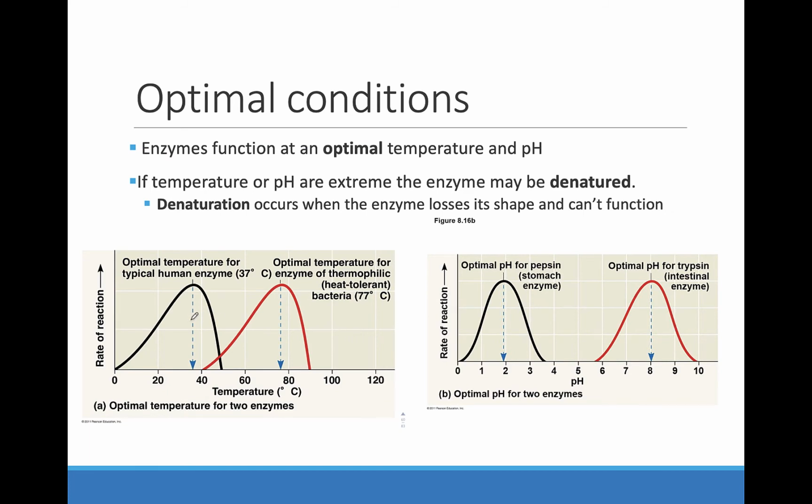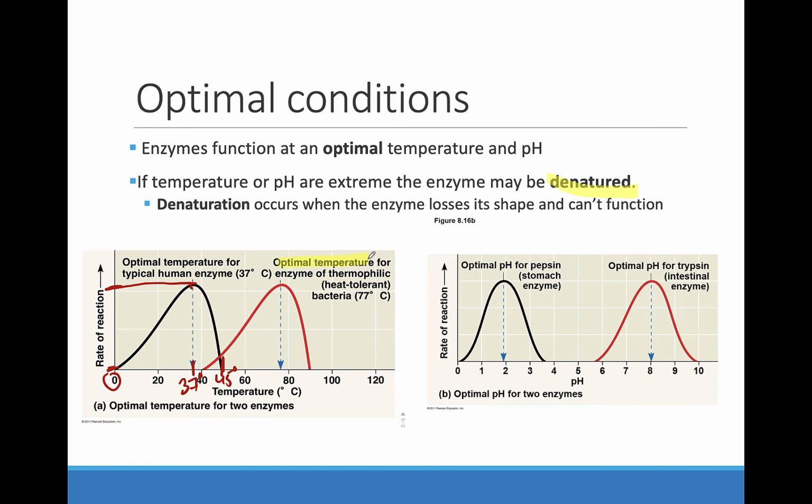The black line on the temperature graph shows the speed of the reaction for a human enzyme. At 0 degrees Celsius, the reaction is stopped. As the temperature increases to about 37 degrees Celsius, the speed of the reaction increases. But when the temperature increases again to 45, the speed of the reaction quickly drops back down to 0. The temperature in the body got too hot and the enzyme was denatured. This means it changed its 3D shape and it cannot work anymore.